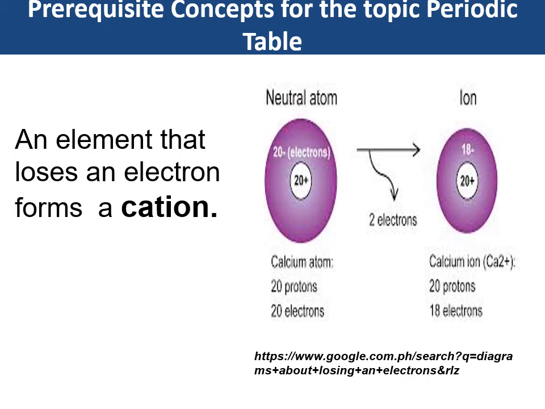Example natin, neutral atoms, calcium atoms. Okay. It loses 2 electrons. Ito yung tinatawag nating cations. It loses 2 electrons. Okay. Next.